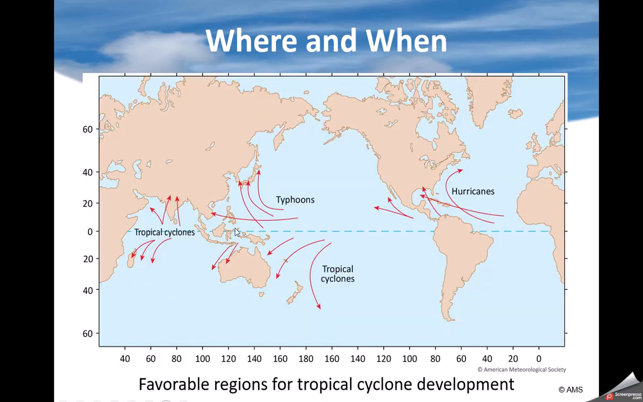So you can see here that tropical cyclones can affect Australia in the southern hemisphere. Notice in the Atlantic, there are almost no tropical cyclones that form, only in the northern part of it. The southern hemisphere part of the Atlantic does not have them.